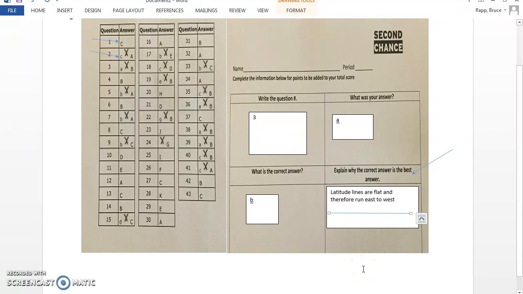Hopefully this has been beneficial. All right, if you need to, you can always pause, rewind, and listen to it again. Again, the most important box is this one. Explain why the correct answer is the best answer. This is what I'm going to be looking for the most on this. If these are not done properly, you will not be able to retake the test.